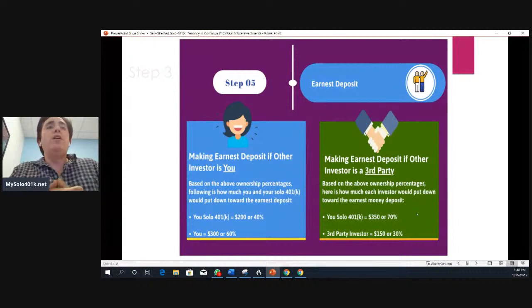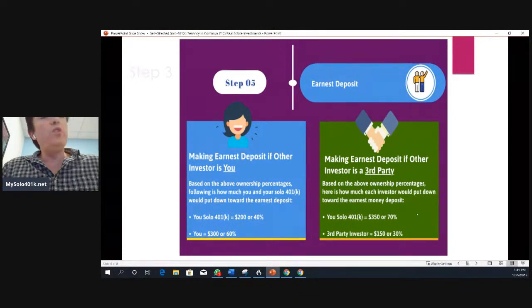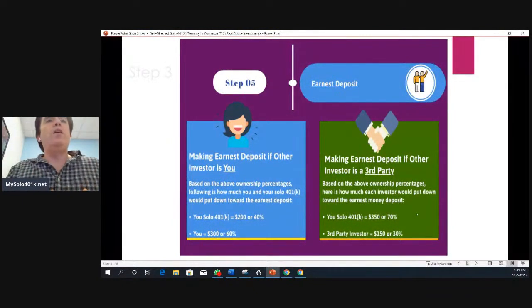Now we're going to talk about making the deposit. One thing that is important to understand is that when you are investing your 401k funds via tenancy in common, all the income and expenses need to come from the owners in accordance with those ownership percentages. Those ownership percentages are based on how much money each tenant is investing. So that's going to go down to the transaction level.